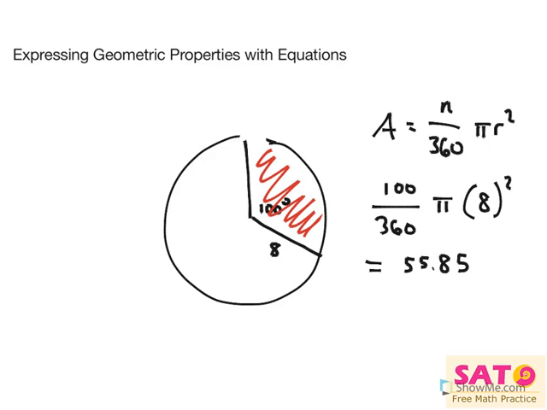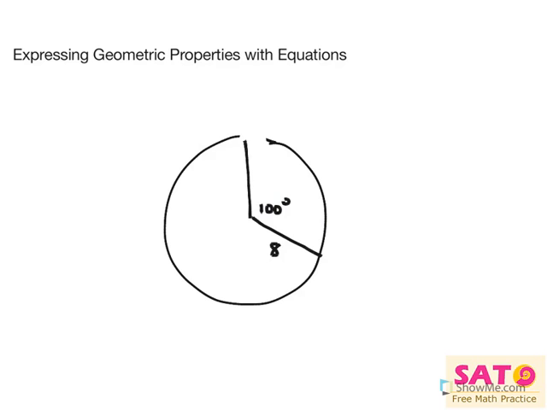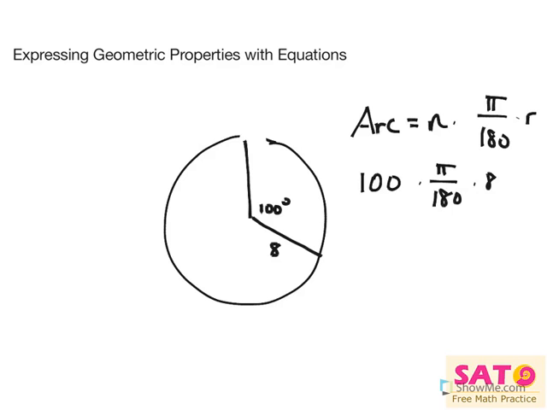The next thing we're going to cover is arc length of a circle. Since we want it in degrees, let's say the arc length equals the angle, let's call it n, times pi over 180 times the radius. Let's plug it in here. 100 times pi over 180 times 8. And this would be equal to 13.96. And this is telling us how long this distance is.